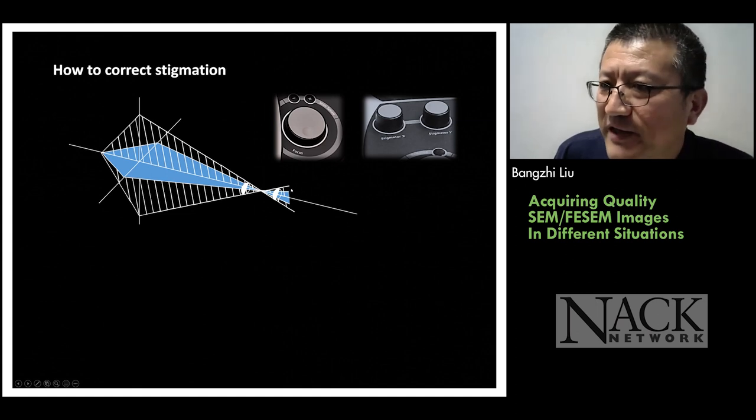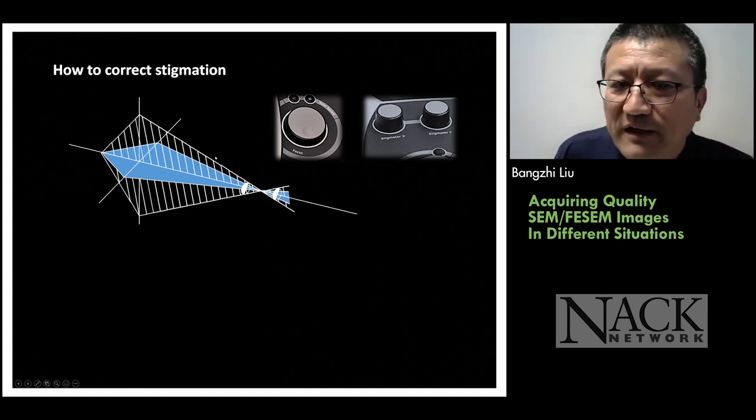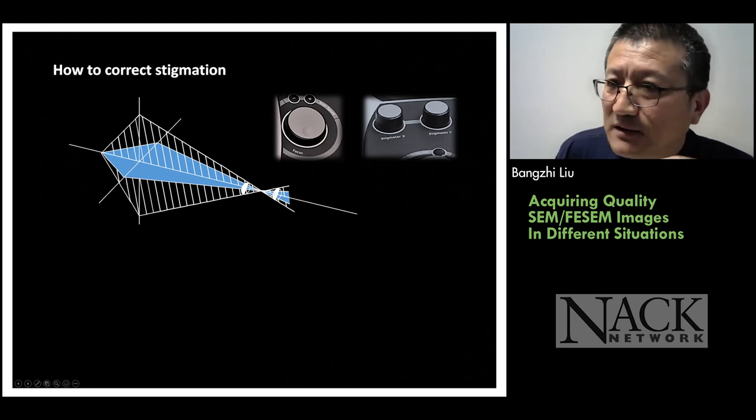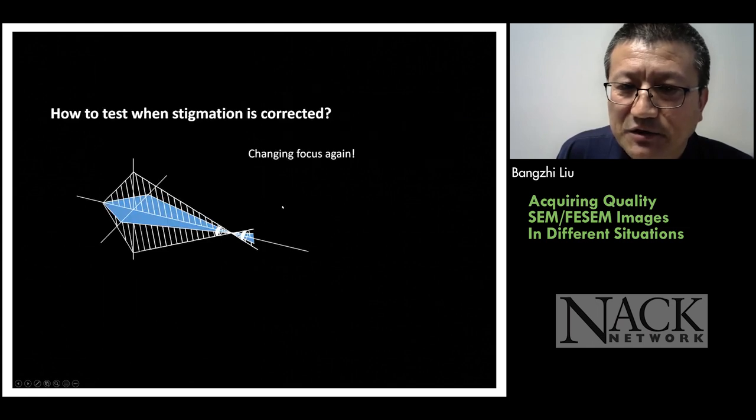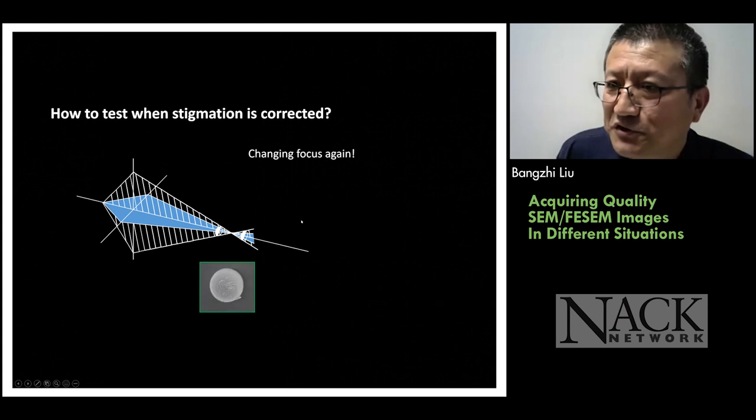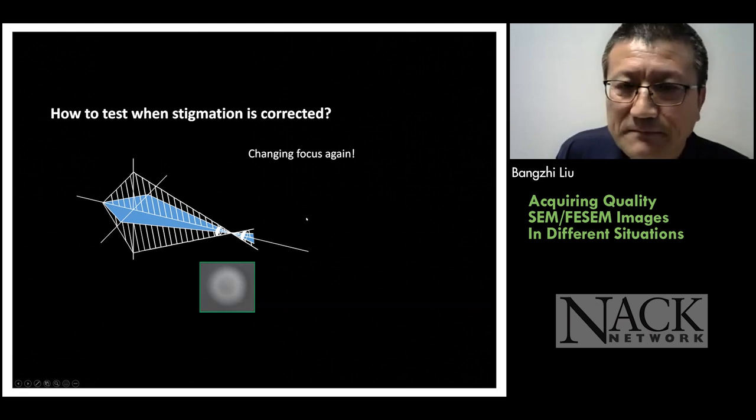But how do you know when you are there? When you have a cone beam, how do you know? Then you need to test again. When you section the beam now, the cross section will always be circular. So the image you will get, let me show you, will not stretch anymore. That's when you know the astigmatism is gone.